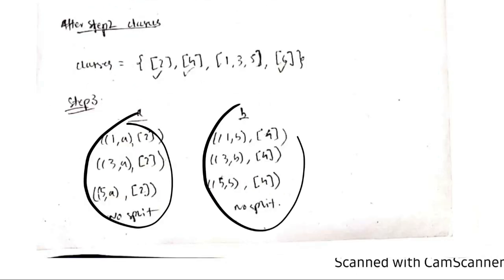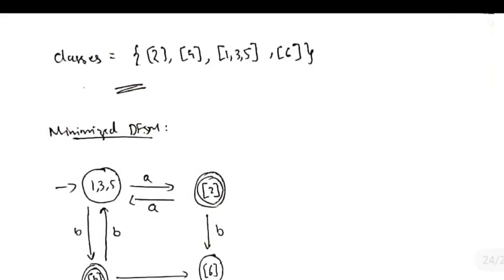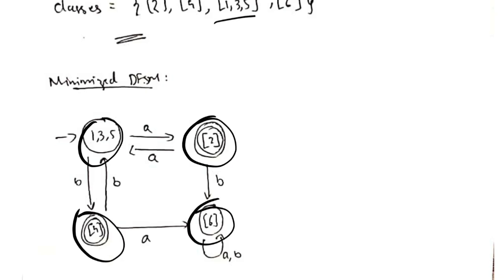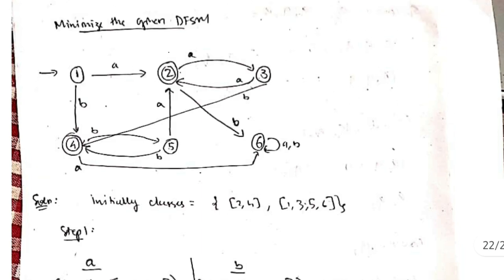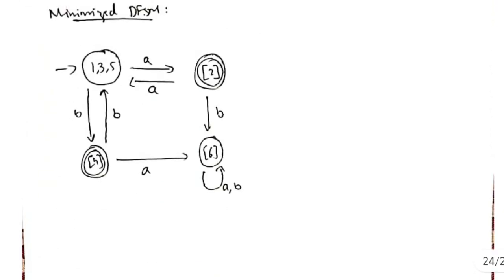In step 3, we will see if there are no splits. If there are no splits, those are the final classes, and we will make the DFSM here. 1, 3, 5 will be considered as one class, then 2, 6 and 4. Which will be the final states? Look here, 2 and 4 will be the final states, right, 2 and 4. So whichever classes have 2 and 4, those will be considered as final states. 2 and 4 are in these two classes. So those two are the final states.